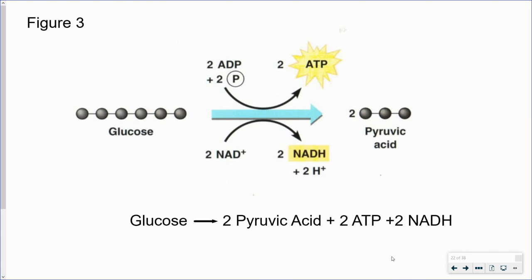These are going to become important for transferring energy down another step. So we get glucose going in, and then out of that reaction, we get 2 pyruvic acid molecules, 2 ATPs, and 2 NADH. So it's just the start of the process, and we've already got 2 ATP molecules in the bag.